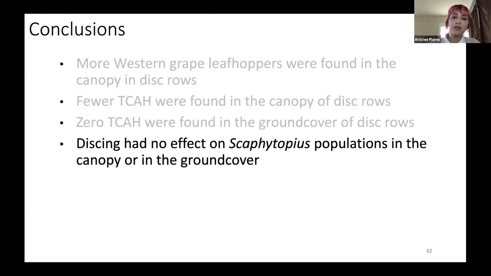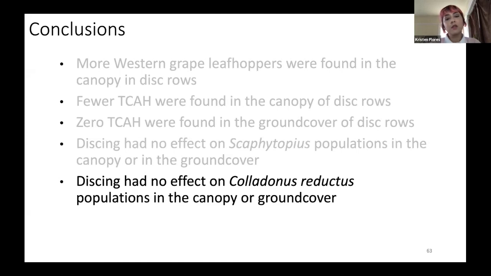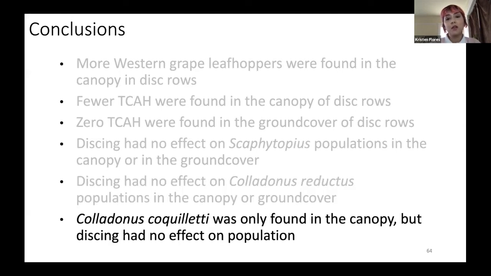For scaphi, on the other hand, disking and mowing had no effect on their populations in the canopy or the ground cover. And this makes sense since scaphi do not depend on the ground cover for their life cycles, so altering it shouldn't affect them. Similarly, disking and mowing did not affect Colidonis reductus in the canopy or in the ground cover. And finally, Colidonis coccoletti was only found in the canopy, but the treatments had no effect on the population.